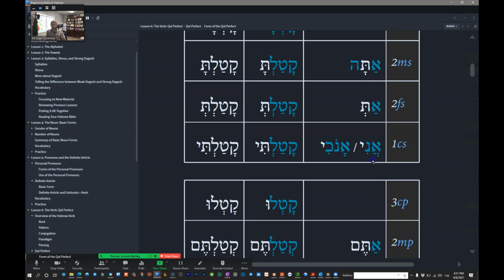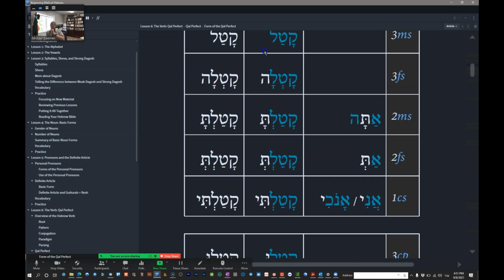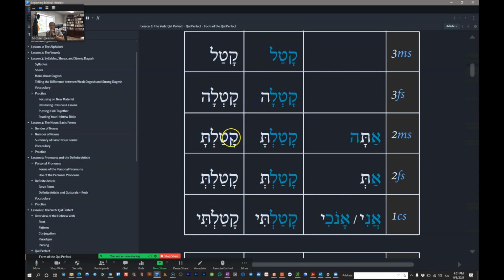Number 1, we take the hirik. I know here it's only highlighting the yod, but we take the hirik yod from the pronouns, and we keep the tav on there. There is a reason for it. I would have to introduce a new concept to explain it, but we keep that tav in there, and we just add the hirik yod to the end. Katalti. All right? But when you're looking at these suffixes, most of them come from the pronouns.